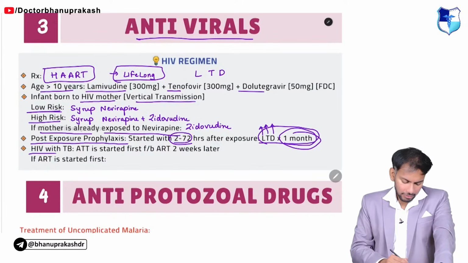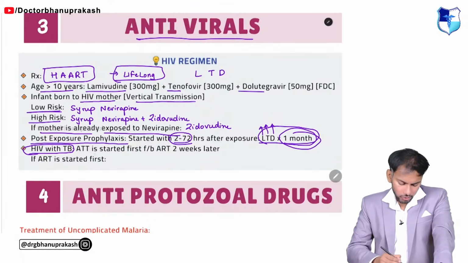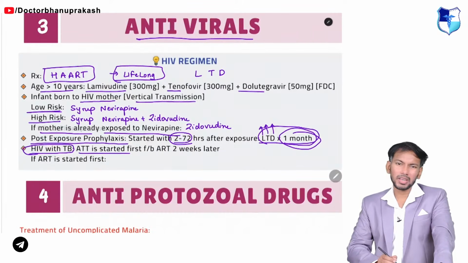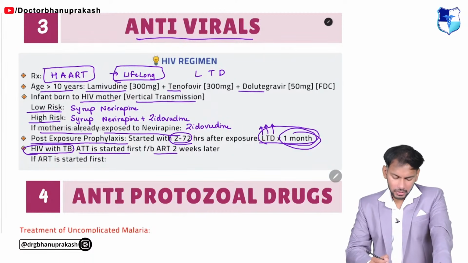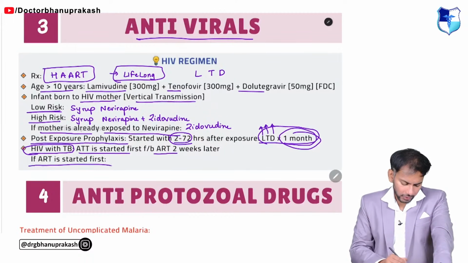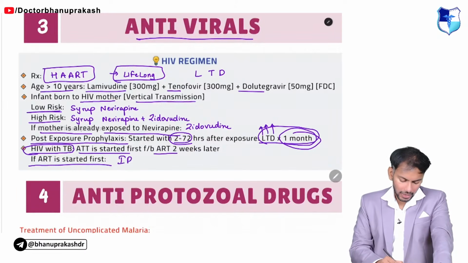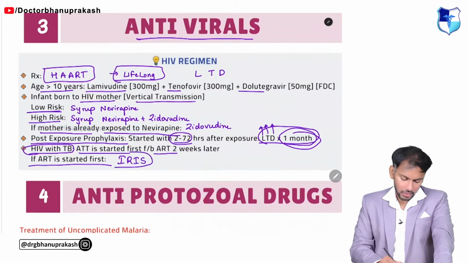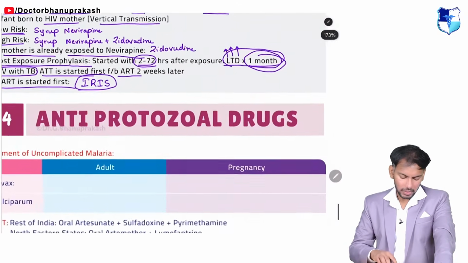Now, HIV with TB. What should you treat first? You should treat TB first always. ATT is first, then you should treat HIV with ART. Did you understand this much? Now, why not ART first? If we treat HIV first, it will cause something known as IRIS, immune reconstitution inflammatory syndrome. This is what is happening.